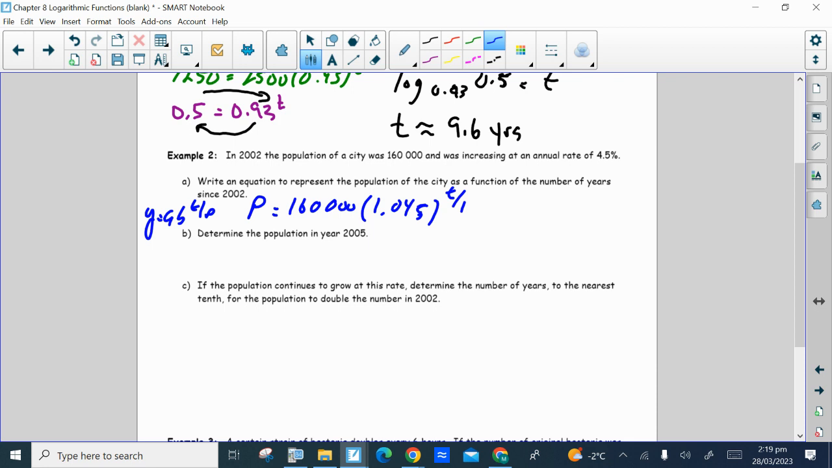Yes? So if it's like with this situation where it's like 2005, you just have to subtract it then? Since 2002. Well, that's now we're in part B. We're not there yet. We're just doing the equation right now. But the population in year 1, that'll be 3 years from 2002. This equation represents the population since 2002, when the population was 160,000. So for 2005, that's 3 years down the road. So we're going to let t equal 3.